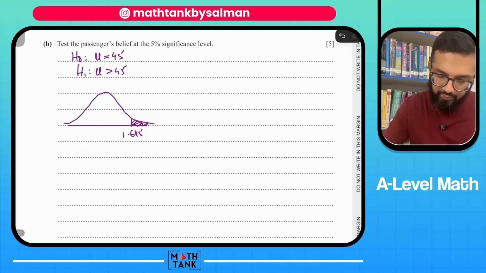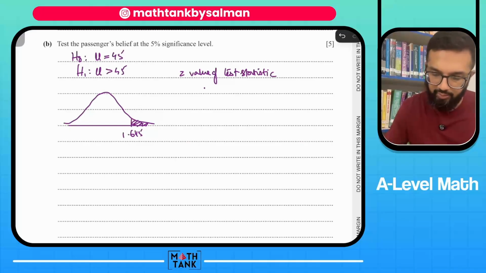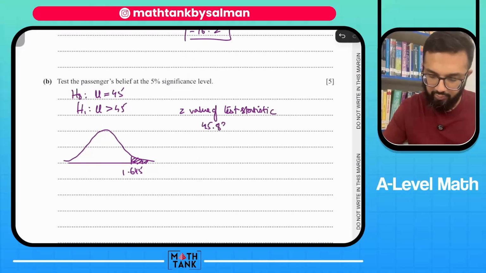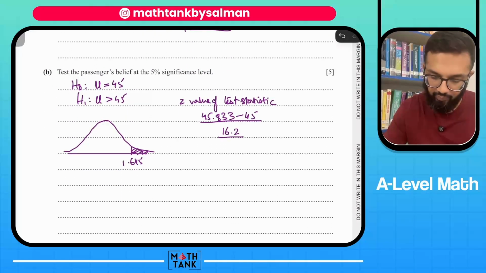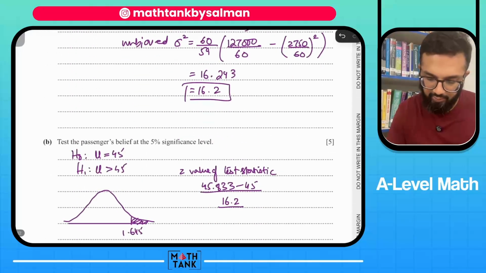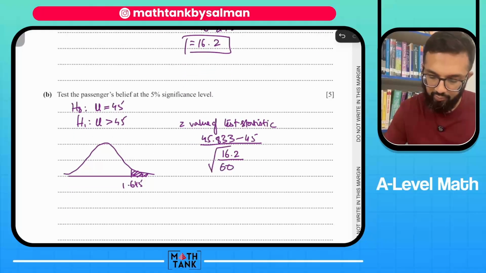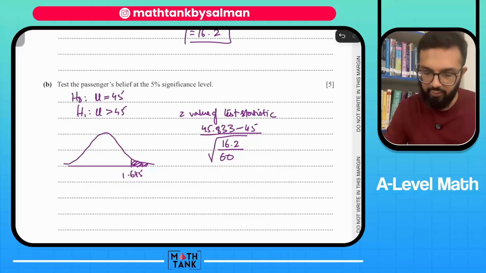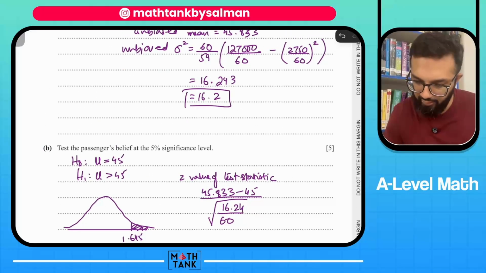So then the z value of the test statistic is x bar, which came out as 45.833, minus 45, over the root of 16.2 over 60. Okay, those are the numbers that I'm going to use. 16.243.